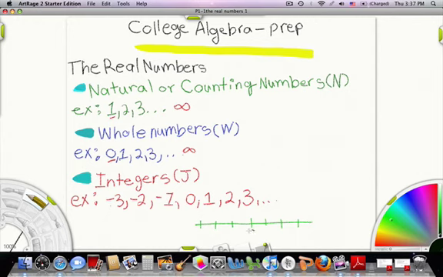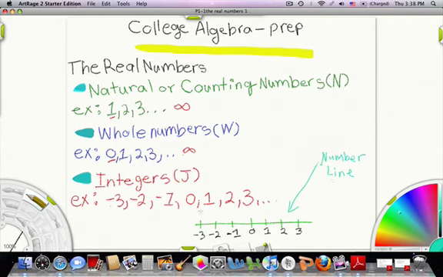So we have 0, then 1, 2, 3, and this is going in the negative direction, so it's negative 1, negative 2, negative 3. And once again, this is our number line. So we call this a number line.